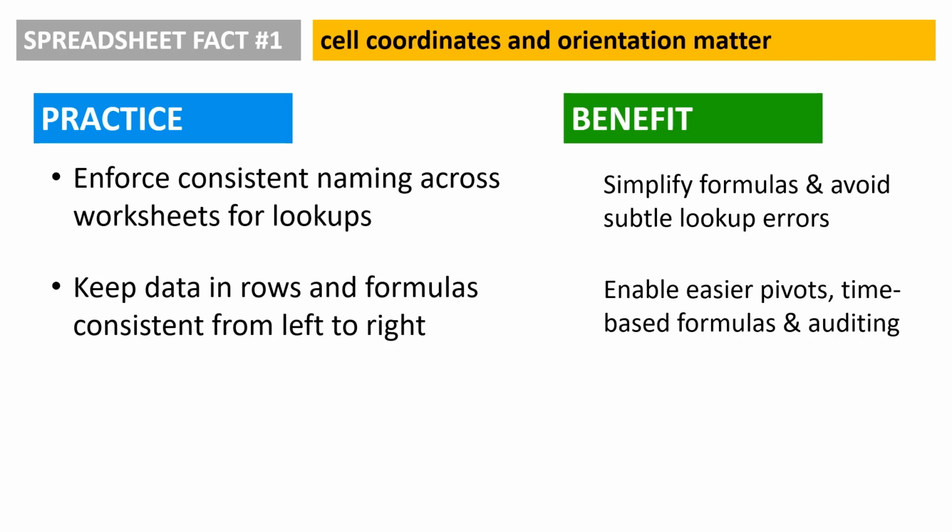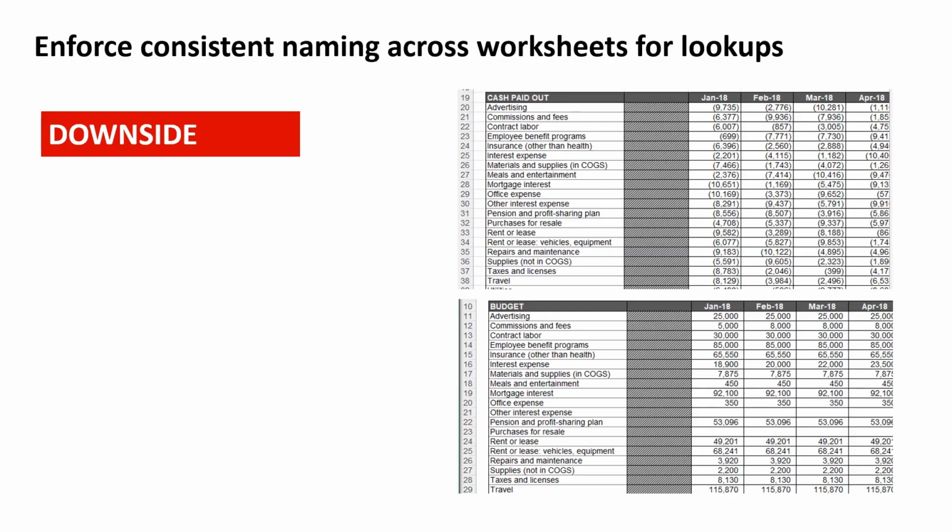Similarly, it's best to decide early what the primary orientation of your data will be across your model. Especially for financial statements, keeping data or line items in rows and formulas consistent stretching from left to right across time periods is going to enable easier pivots and more auditable formulas.